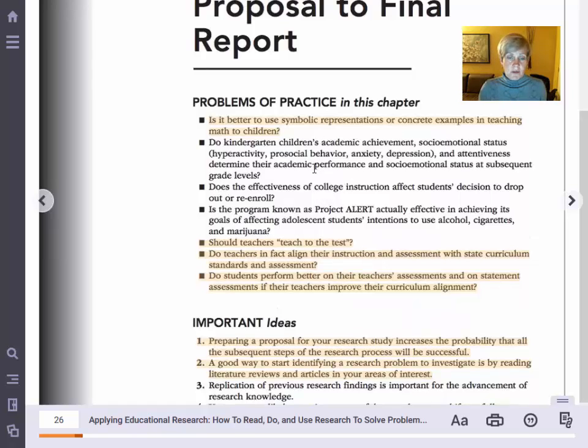So remember, at the beginning of every chapter, there's the problems of practice in this chapter, and they are introducing some things like representations or concrete examples of teaching math to children. Is it better to use symbolic representations or concrete examples? And I actually know something about this because I do a STEM course. Some of you have taken it where we talk about math, and there's a real problem.